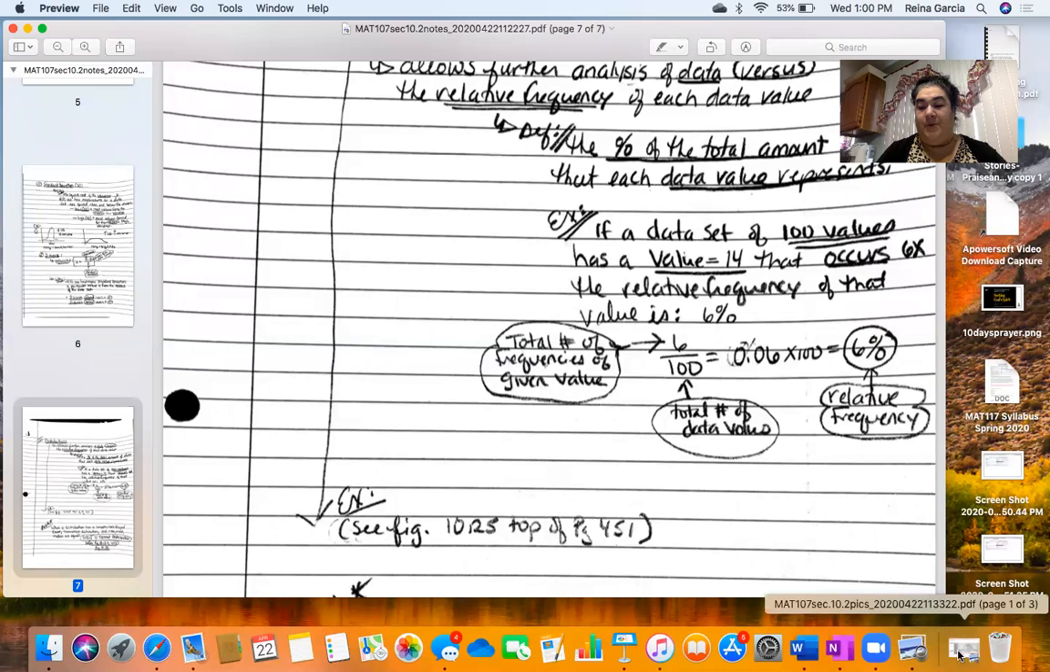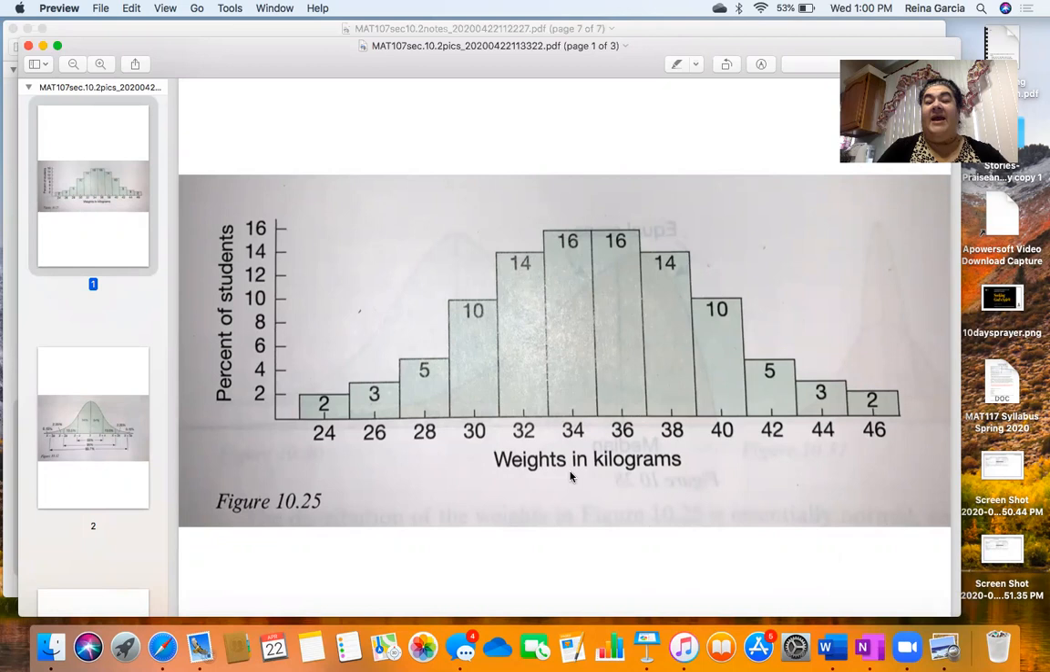So here is a data set where we find out the frequency, the relative frequency of those particular data values. So for example, this is the weight of students in kilograms. At 24 kilograms, we have 2% of students. 3% of students weigh 26 kilograms. 16% of students weigh 34 kilograms, and 16% of students weigh 36 kilograms, and so on and so forth.